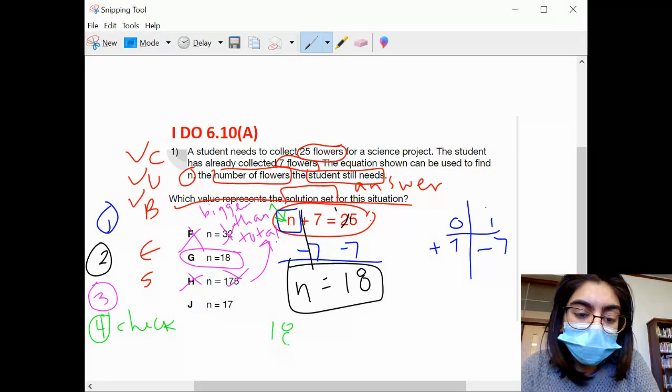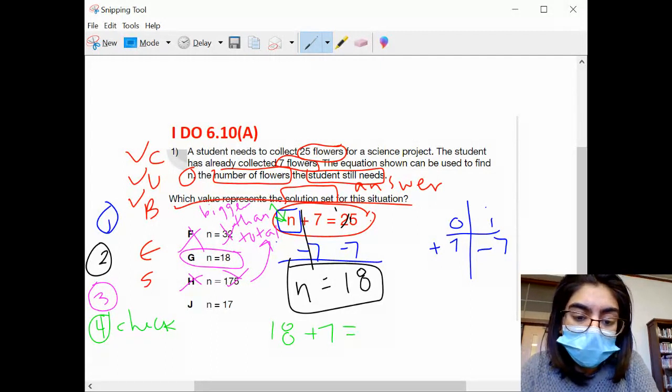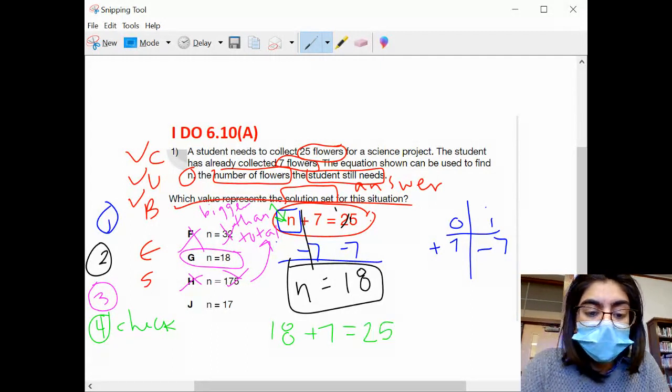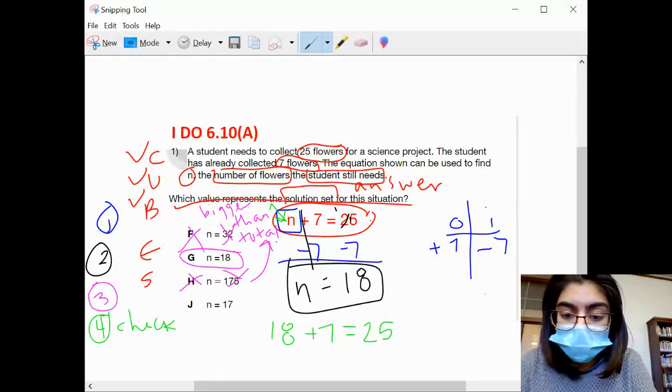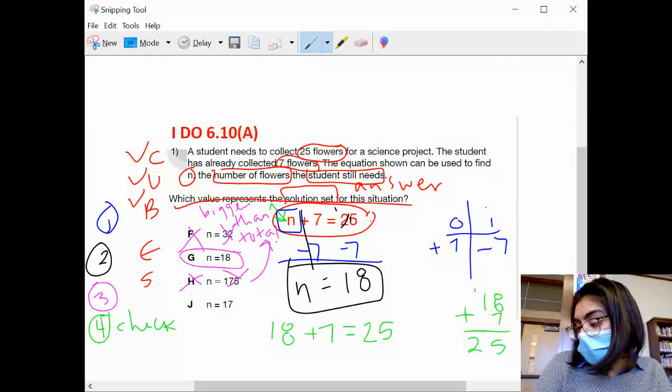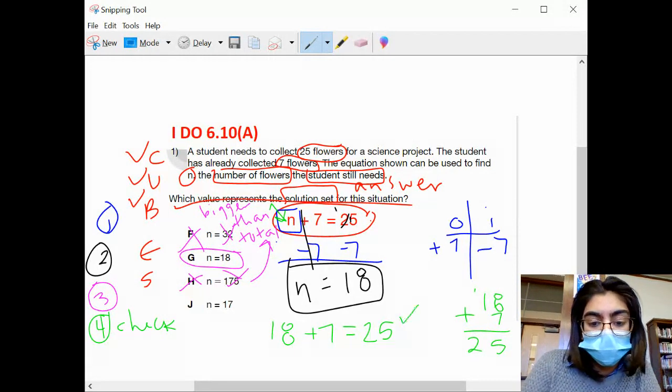We've got 18 plus 7 equals 25. Is that true? Well, let's find out. Carry the 1, 7, 1 plus 1 equals 2, that's 25. Oh, that's awesome, it's perfect. It checks out, and that means that G is definitely our answer.